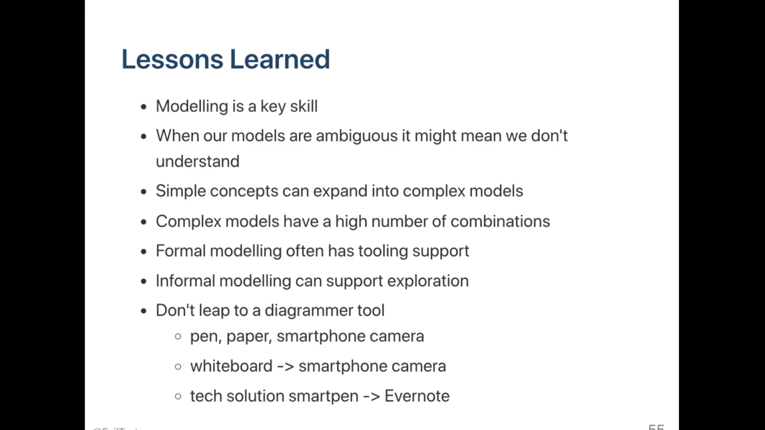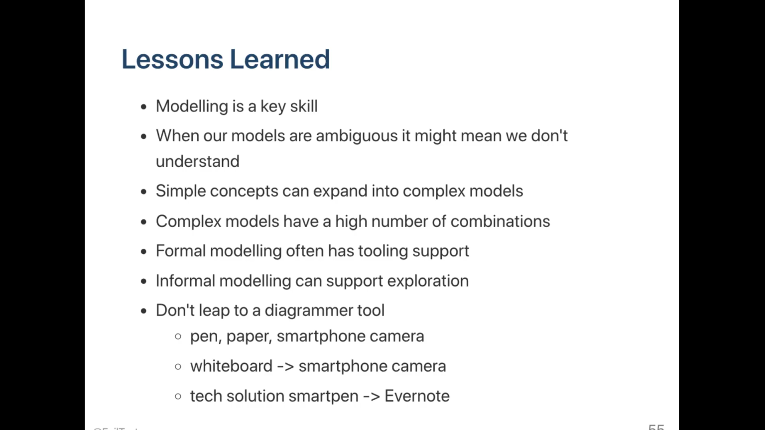I knew I had to do a modeling process because the model that I had after doing the Recon session was ambiguous. It wasn't clear. So I needed to do a modeling process to get clearer, so that I could understand what I was doing and build scope for going forward. Very, very simple concepts can expand into very complex models. Not complicated models, but complex models, rich models, models that have a high degree of interaction and a lot of combinations.